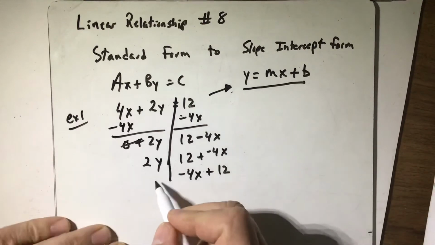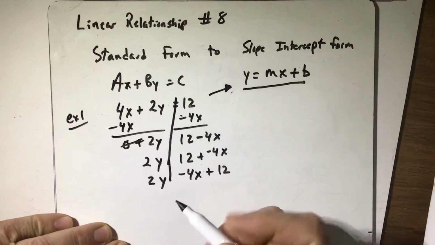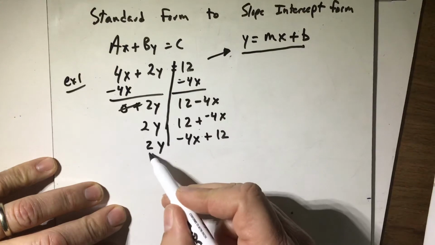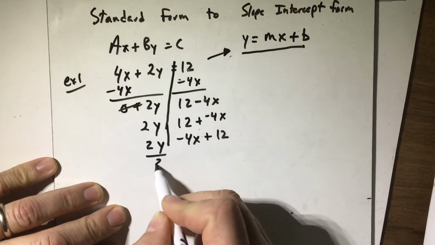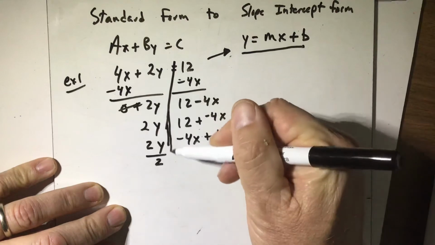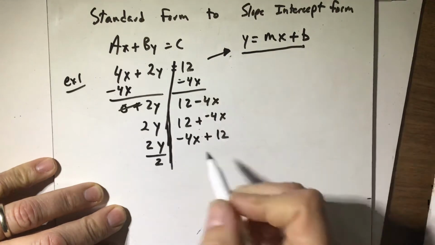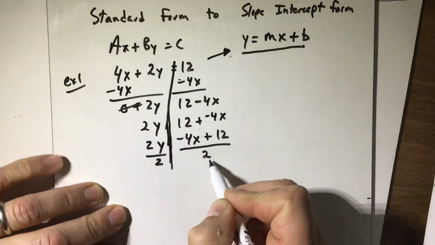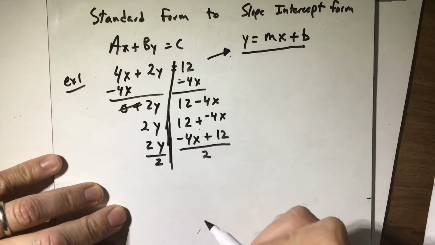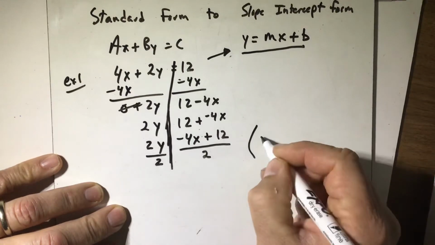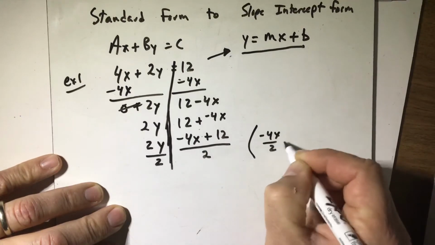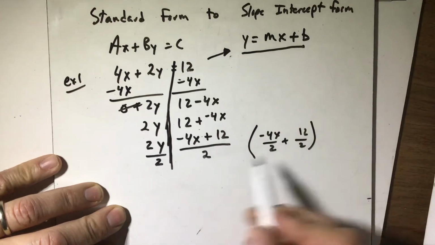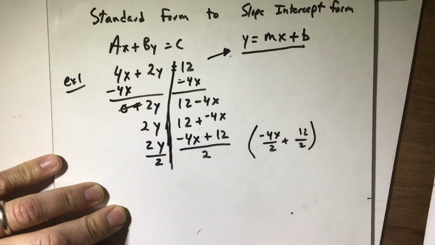Now on the left side, we still have 2y. So we're close to this, but not quite there. I need this to be a 1. An easy way to do it is divide by 2. If you're going to divide this by 2, you're going to divide this by 2. Remember, when you're dividing a binomial by 2, you have to divide every term. As a matter of fact, you could write it like this: negative 4x divided by 2 plus 12 divided by 2. I don't usually do this. I just put divide by 2, but remember to do every term.